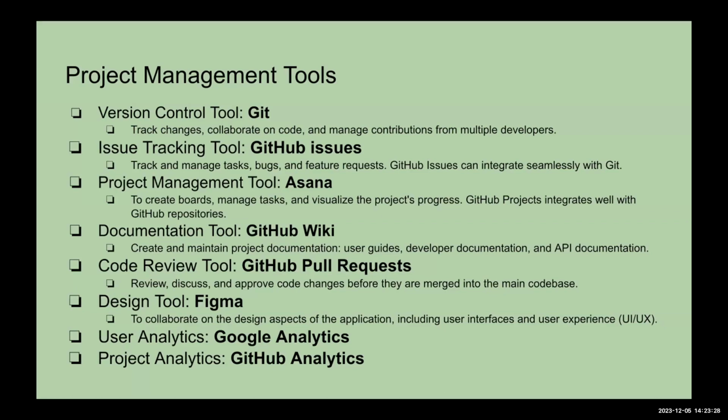And then documentation for user guides and developer documentation, API documentation, GitHub Wiki. Code review to make sure everything's up to date and up to code, and to track any changes. GitHub pull requests, and then Figma as a design tool, because I know many students in our class years around our age use Figma and are familiar with it. If you're not, then it's also another tool to understand and learn better for future experiences. And for user analytics, I'd like to use Google Analytics, and project analytics would be GitHub as well.